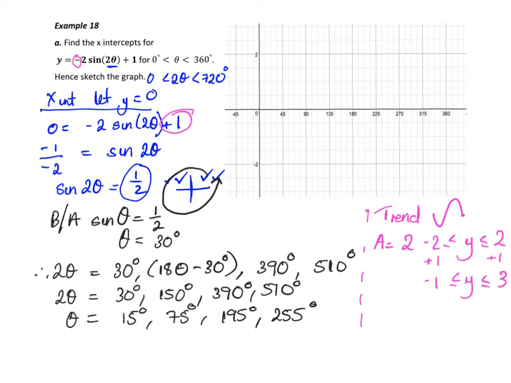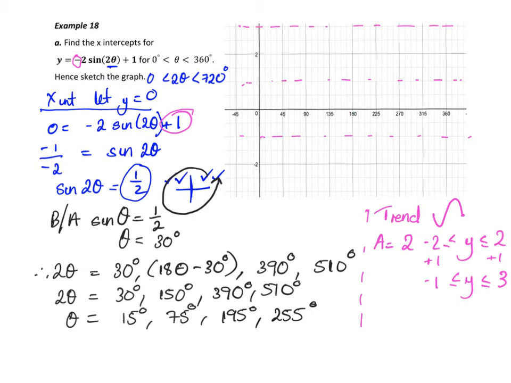So let's do our guidelines. You can see that I'm going between minus 1 and 3. Minus 1 is down there, and 3 is up there. So between minus 1 and 3. Now the middle of that is at 1. So that is where my graph is going to oscillate around.